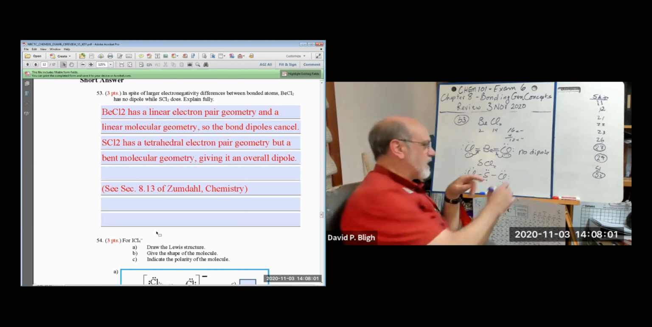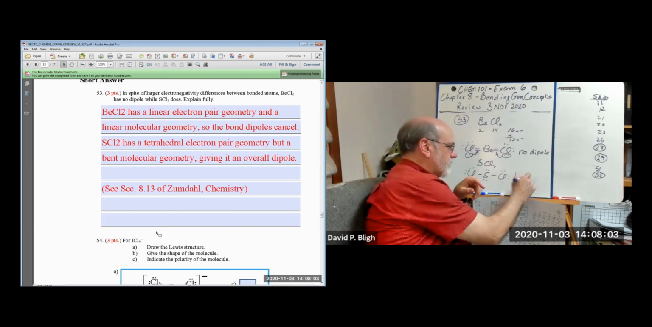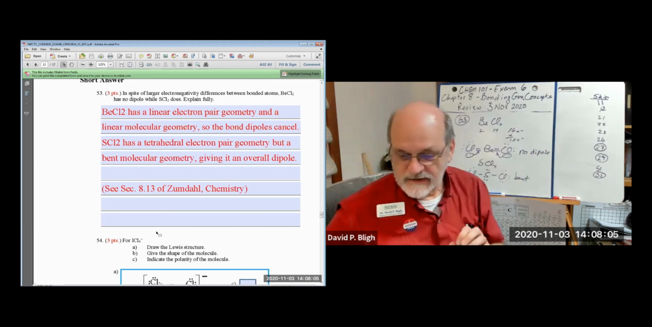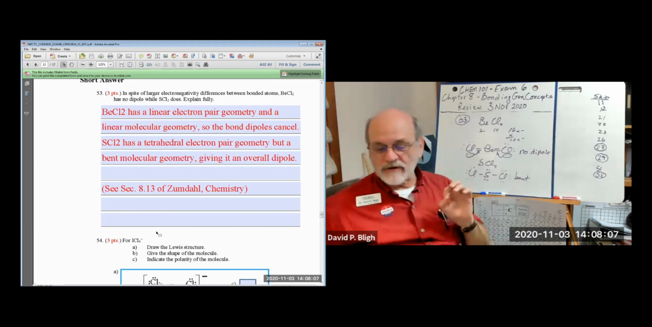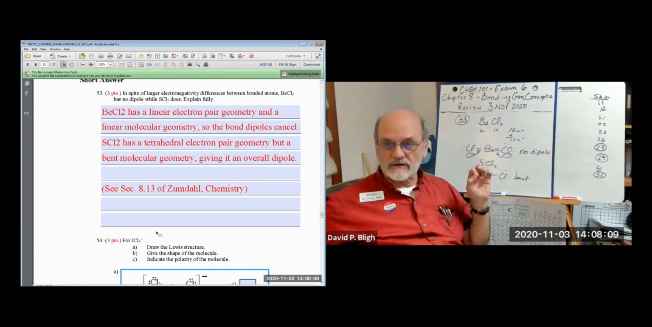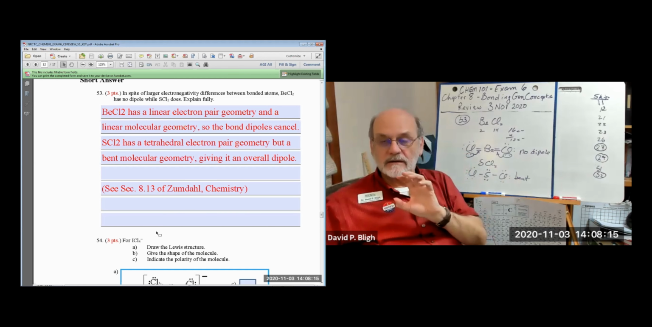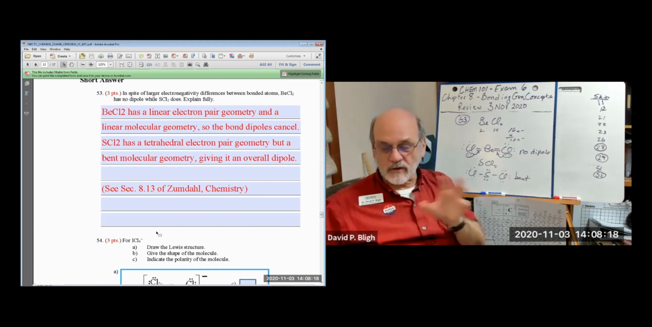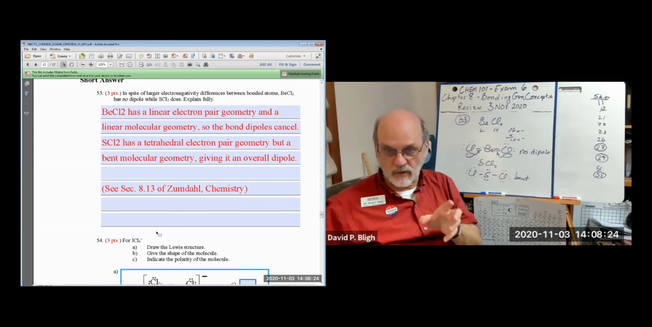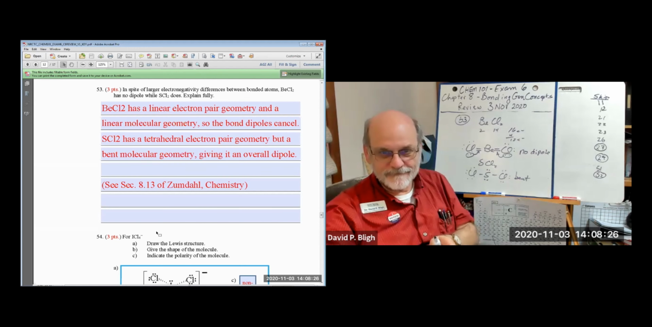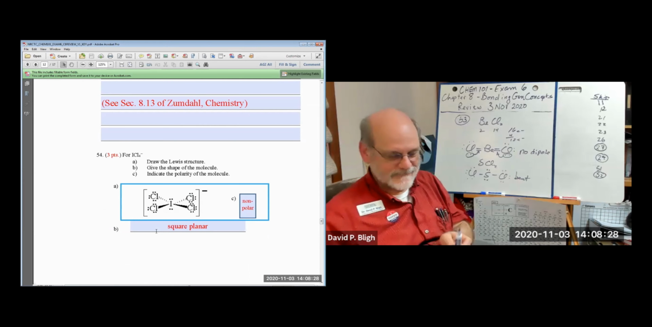So this is a bent molecule, which means that its overall dipole is going to be toward the sulfur molecule. And that basic geometric difference between the beryllium chloride and the sulfur chloride explains why beryllium chloride is nonpolar, sulfur chloride is polar. Okay.